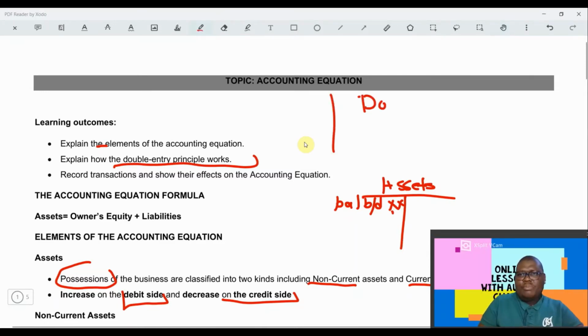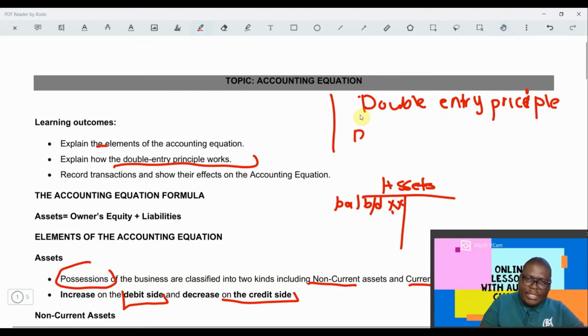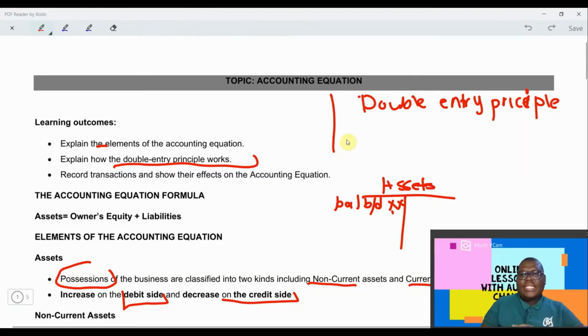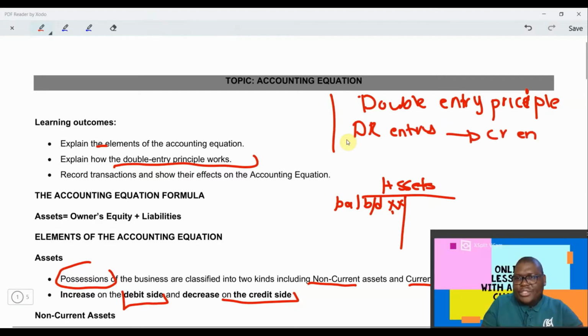So what the double entry principle simply says to you is that for each and every debit entry that you make, there must be a corresponding credit entry.